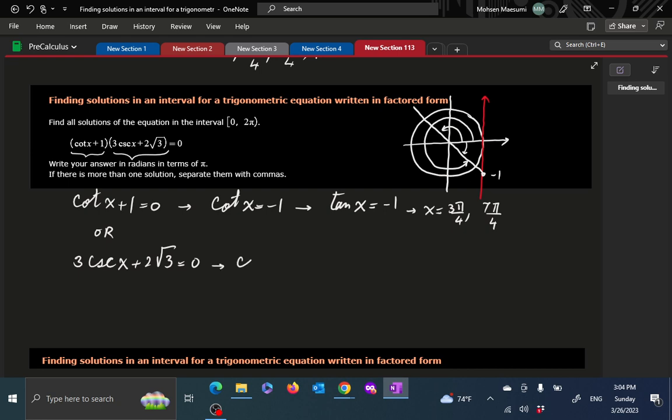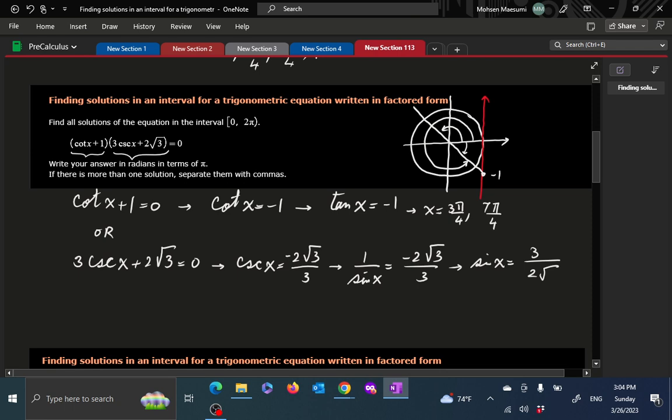For the second one, cosecant of x becomes minus 2 radical 3 over 3. I took this thing to the right hand side, and it became minus 2 radical 3 divided by 3. That's what we'll get. Cosecant is 1 over sine of x. So 1 over sine of x is minus 2 radical 3 over 3. That tells me that we take the reciprocal of both sides, and it becomes 3 over 2 radical 3. And the minus, I can put that minus anywhere.